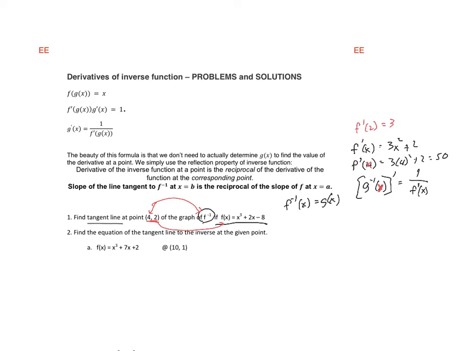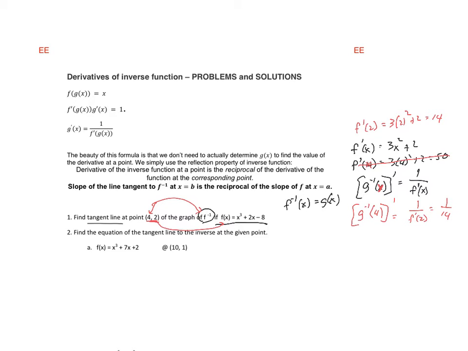So then that gives me, this is a scratch, 3 times 2 squared plus 2. So I've got 12 plus 2, I've got 14. Now we'll go through that notation again here. I'm going to take my derivative at 2. So that's going to be 1 over 14, which is equivalent to the derivative of the inverse evaluated at 4.